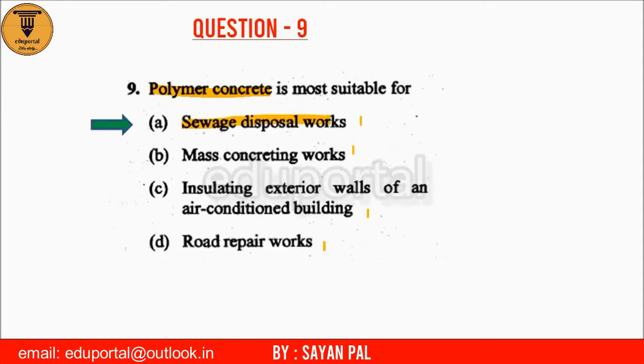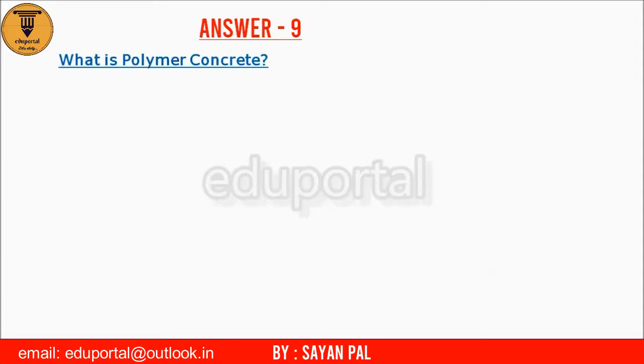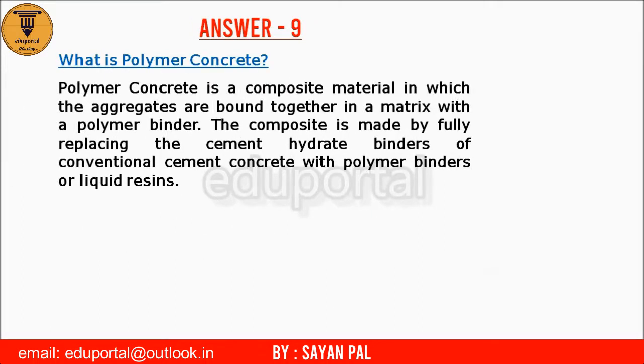So we will see what is polymer concrete, and then we will check the question again. Okay, so let's move on to the discussion of polymer concrete. So what is polymer concrete? It is a composite material in which the aggregates are bound together in a matrix with a polymer binder.